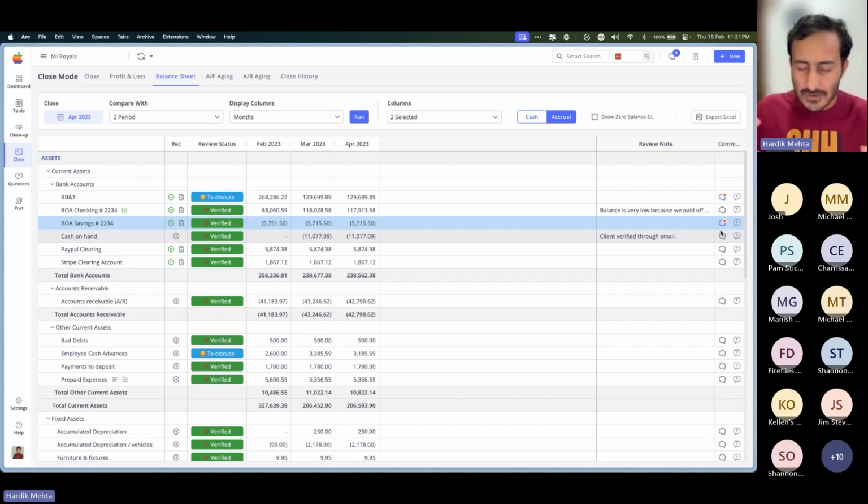So I now do not have to look at finances in QuickBooks, working papers in Excel, then the questions somewhere in my chats. It's all coming up together, right? So this has really been helping us overall with the year-end close process.